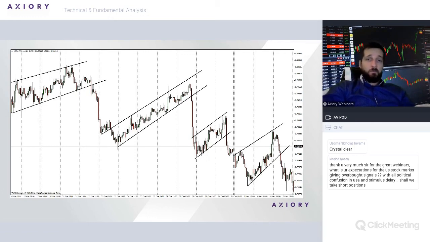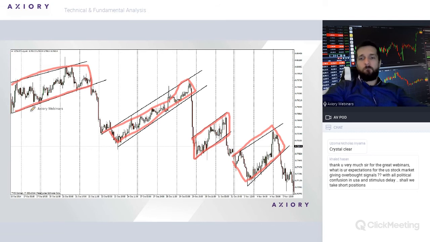Look at this, for example. What is this formation? Maybe we have some traders that have big knowledge about trading already. This formation, what is this? Okay, I will tell you later, but in the meantime, as you can see, it repeated 4 times in a row, okay?